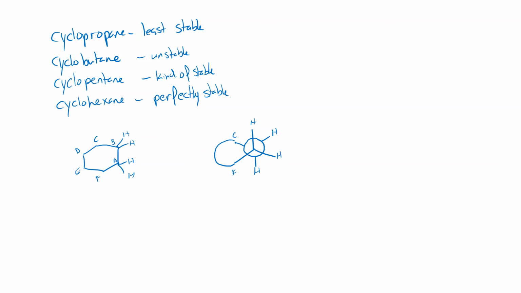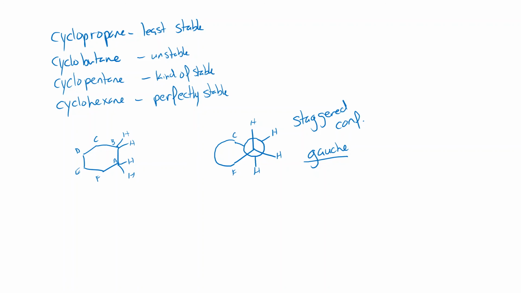But notice that now we are in a staggered conformation, right? When we have a six-membered ring, we can do a staggered conformation. Now, it's not anti, right? The two largest groups are, of course, carbon C and carbon F. They're much bigger than the hydrogens. And so we're still in a gauche conformation, right? We're in a gauche staggered conformation, which isn't perfect, but it is much better than eclipsed.